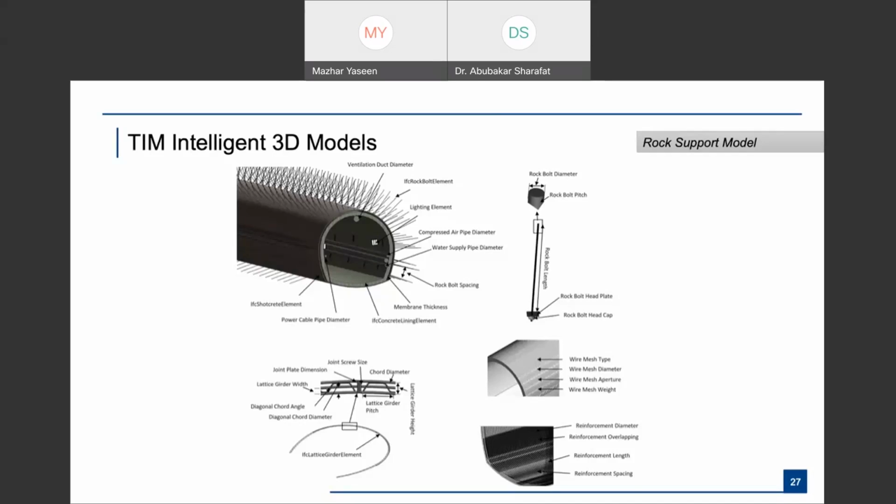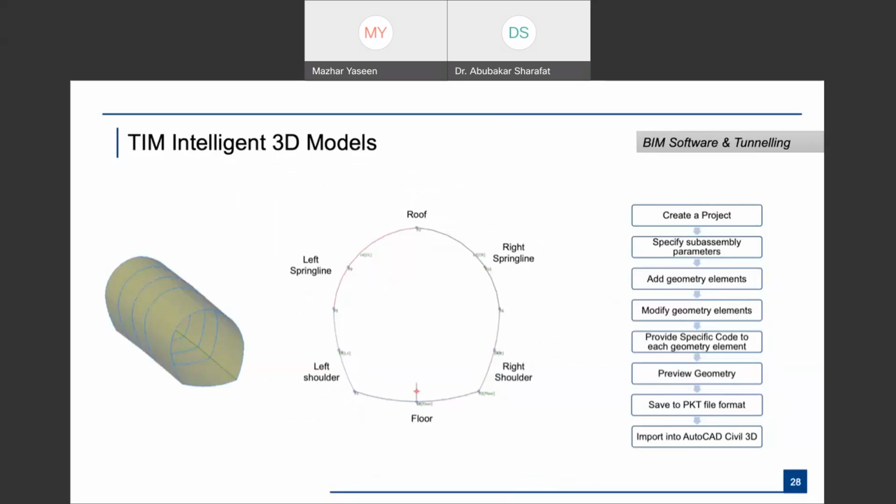So the tunnel we see looks very fine and very clean when we look around, but there's a lot of information which is hidden behind. And we need to have all this information documented in our BIM model.